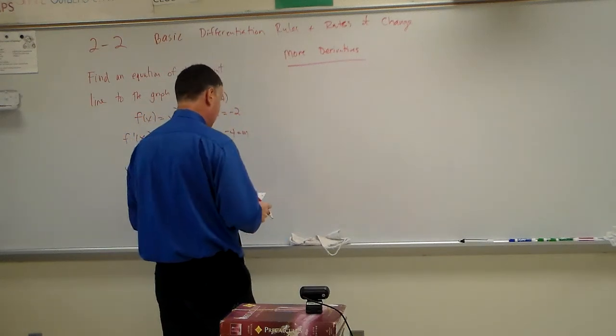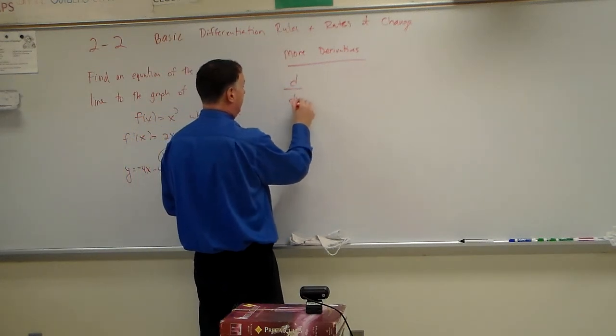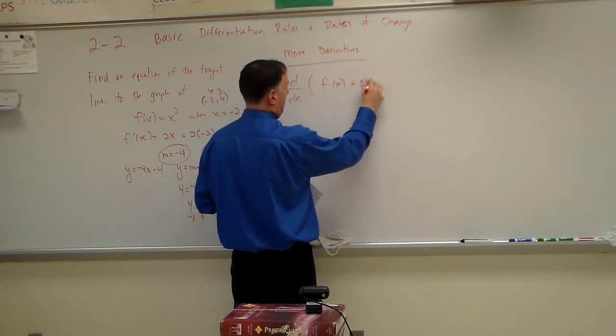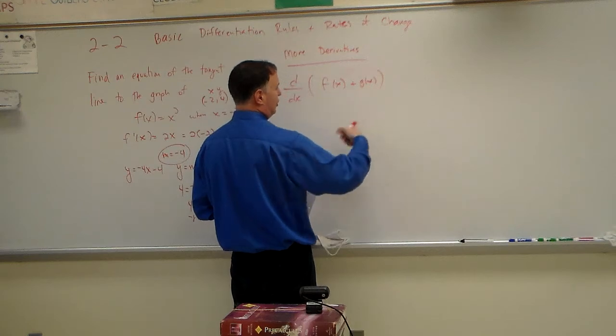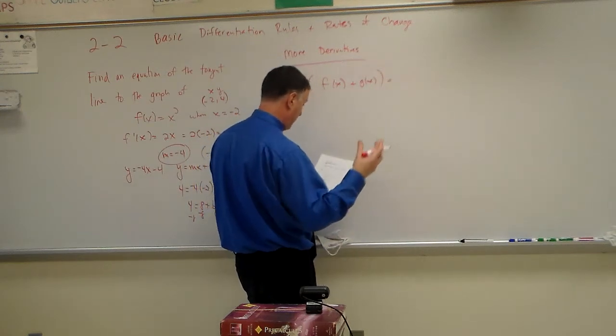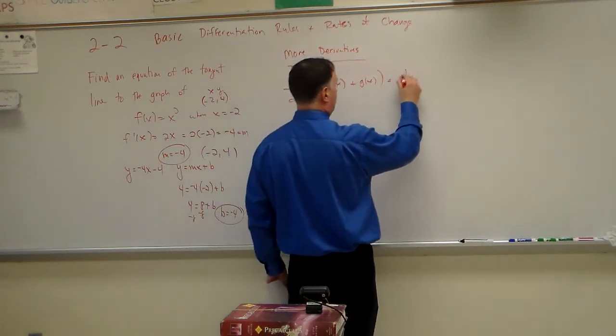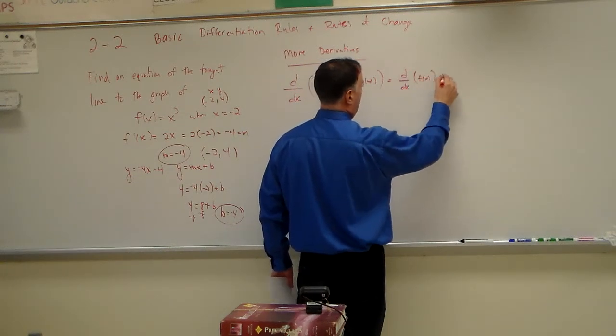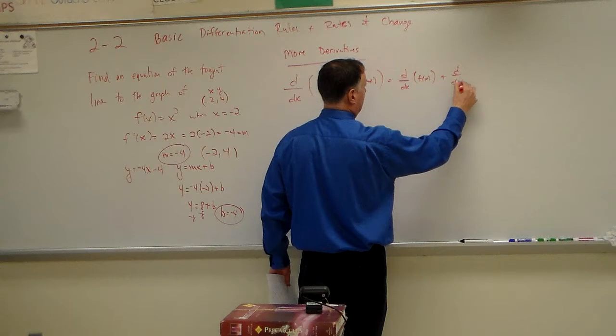All right, so we're going to take the derivative of, say we had a polynomial, f of x plus g of x. You had a couple of different functions added together, or subtracted, or whatever. You take the derivative of the first, and just add it to the derivative of the second.